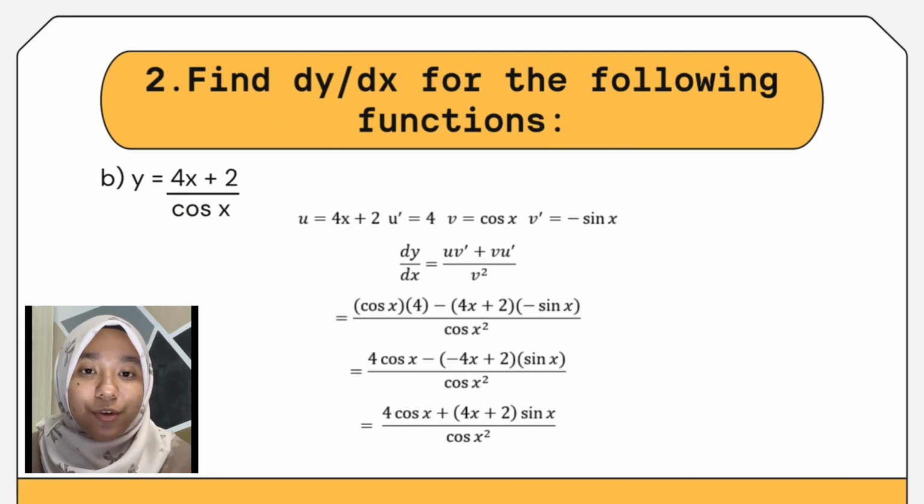Final answer will be 4 cos x 4x plus 2 sine x over cos x square.